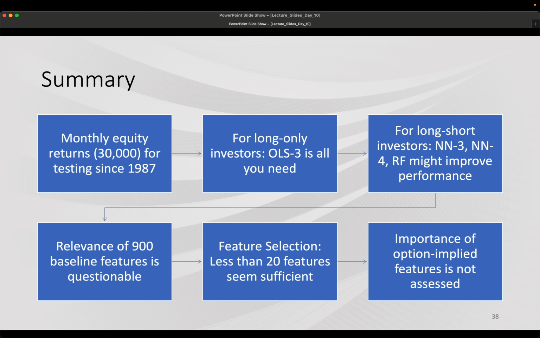The relevance of the 900 baseline features is very questionable. We saw that when we looked at OLS3 versus PCR versus neural net. We had a long discussion on that, and I could not get convinced that adding 900 features is useful. I have no problems with the features. I have problems with the resulting 100,000 to millions of additional parameters, which can't be properly estimated.